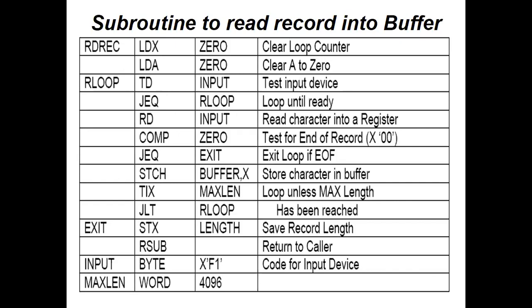If you remember, 0 is the null character. We said that whenever you read a null character, it means that you have come to the end of the record. Then you store what you have read into a buffer, buffer X. You test whether you have reached the end, and then you go back.